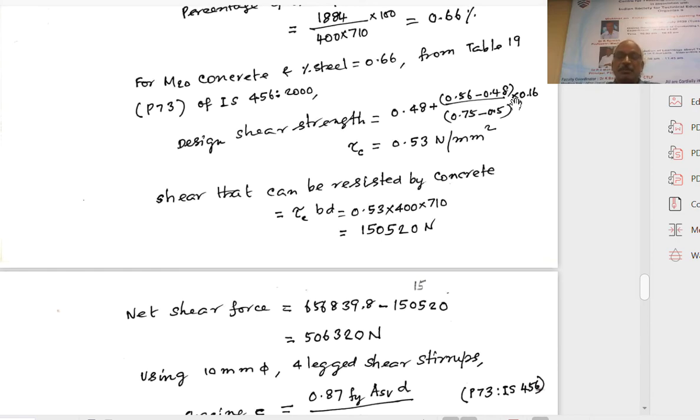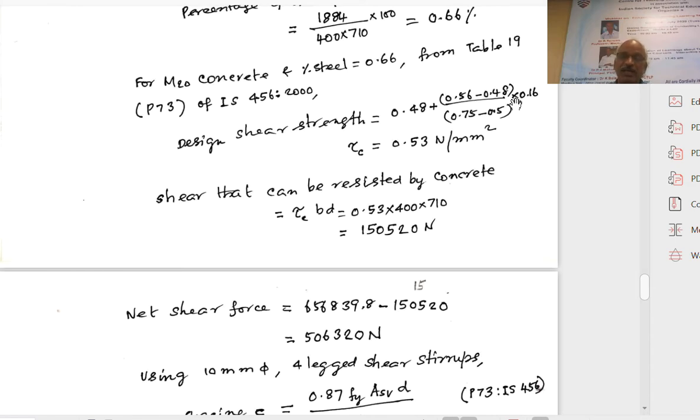So from table number 19, design shear strength, you have to do interpolation. For percentage of steel 0.5, the value is available, it is 0.48. For percentage of steel 0.75 the value is available. Now our value is 0.66. So between 0.5 and 0.75 you have to interpolate, and that value is equal to 0.53 Newton per mm square.